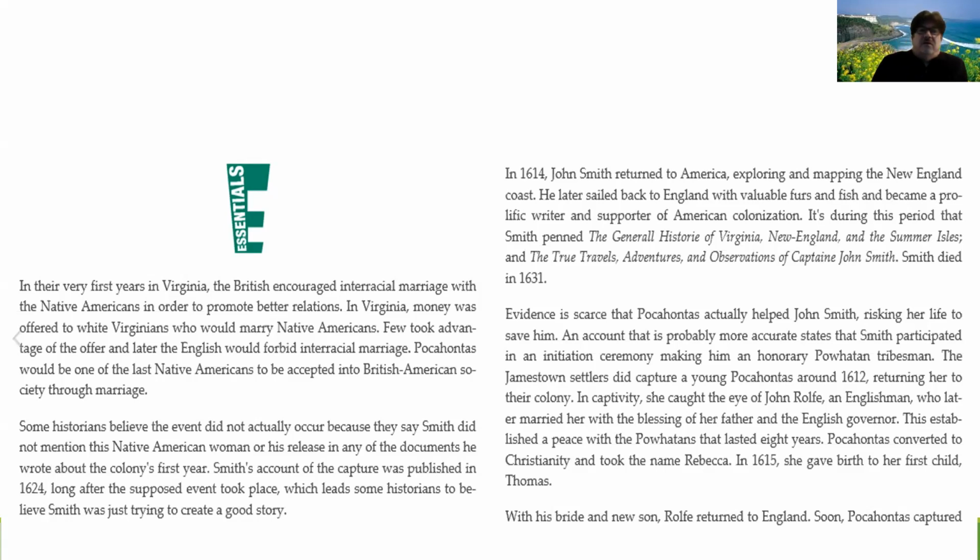So I guess that would be like if I went to Korea and they offered me money to marry Kim Tae-hee, but I guess we can't do that. She's with a B, but that's what they were doing. Later, they forbid it, though. Pocahontas would be one of the last Native Americans to be accepted into British American society through marriage. I guess they weren't encouraging that later, right?